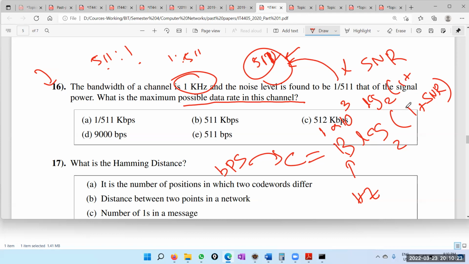[Sinhala: Don't be afraid of the exam, you can't look up logarithms in the exam.] So therefore the final answer is 1 plus SNR, which is 511 plus 1, so that is 512. So that is 10 to the power 3 into log 2 512.